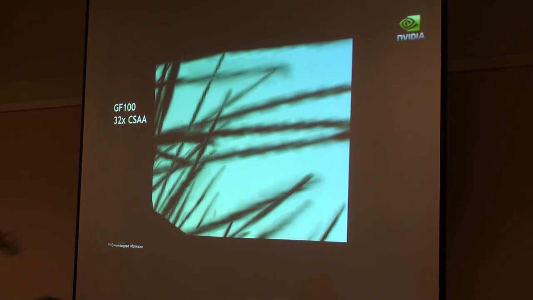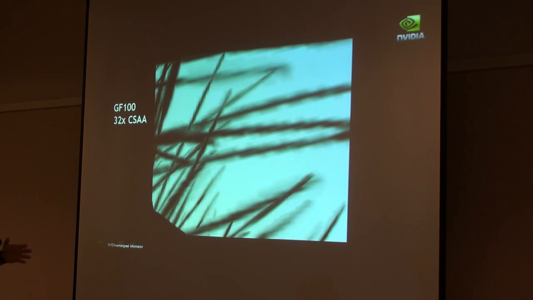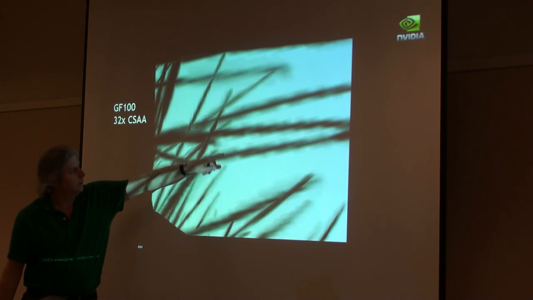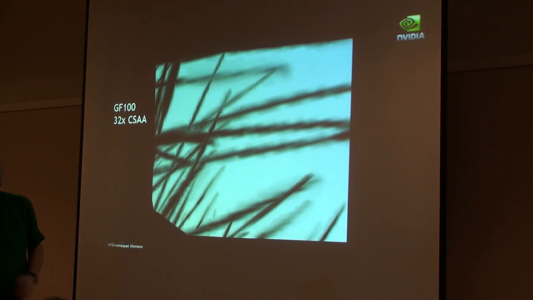Next slide. So this is what it looks like on GF100 with 32x CSAA. Now, we're using all 32 bits, you get 33 levels of transparency from fully invisible to fully opaque. And as you can see, the edges here are not only not dithered anymore, they're very smooth. You can barely see any banding at all.